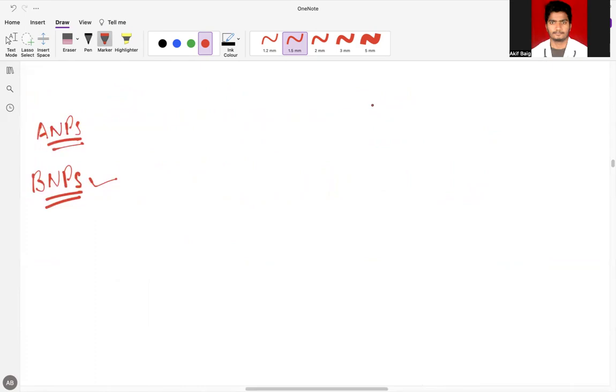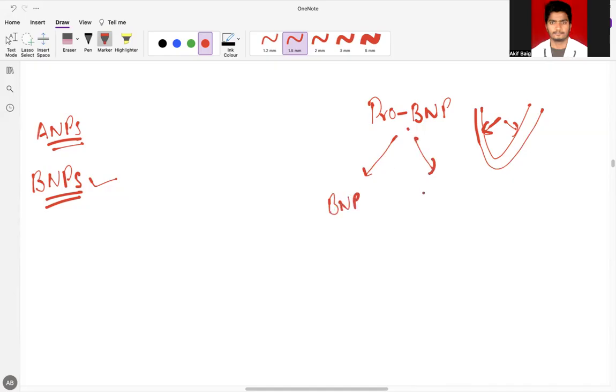Beta natriuretic peptide is produced from what is called pro-BNP. This is the first molecule which is released due to ventricular stress or stretch. Suppose this is the left ventricle. Stretch of the ventricle due to any reason will lead to release of pro-BNP. Pro-BNP gives BNP and N-terminal pro-BNP.